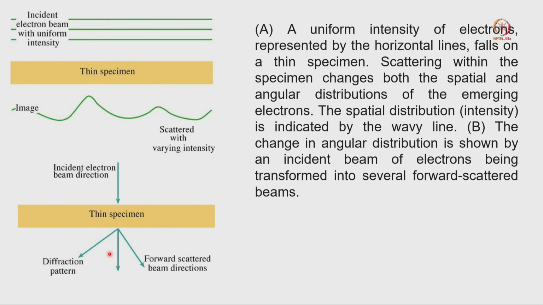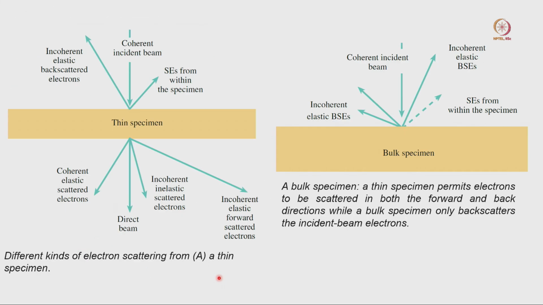But when this electron comes, there is an incident electron beam which will go through with no interaction, and if it interacts it will give us a diffraction pattern and a forward scattered beam direction. Now, whatever I was discussing, there is a coherent electron beam. So, this is the coherent incident electron beam. As I mentioned, we are not interested in spectroscopy, which is why we are removing X-rays and visible rays from our discussion.